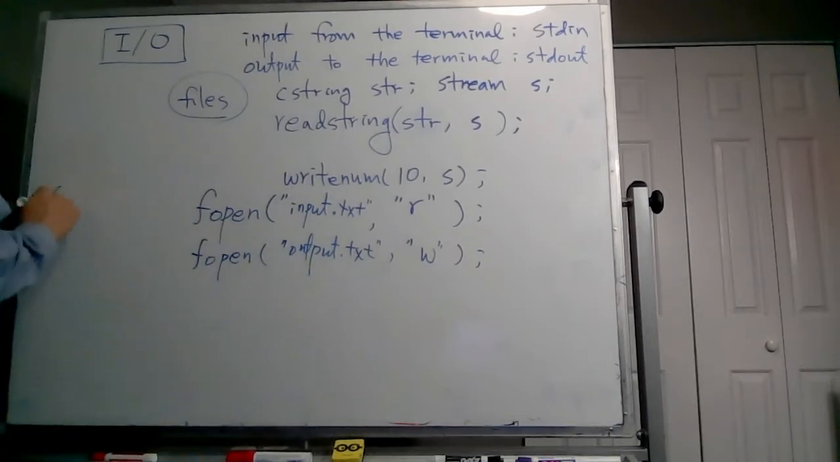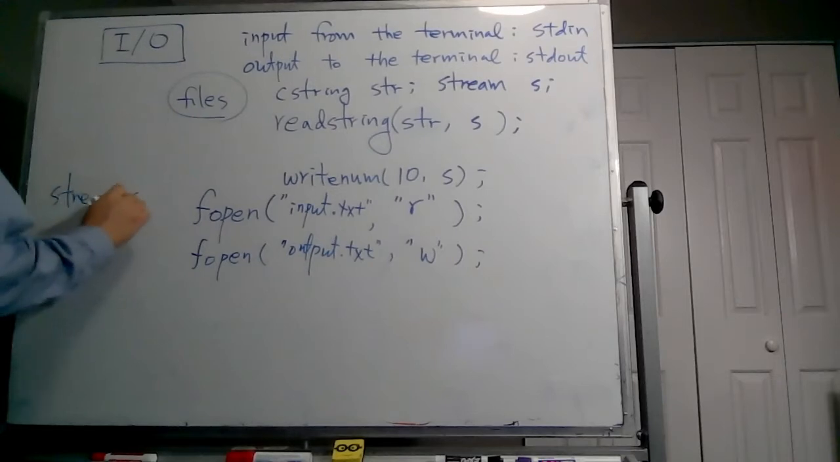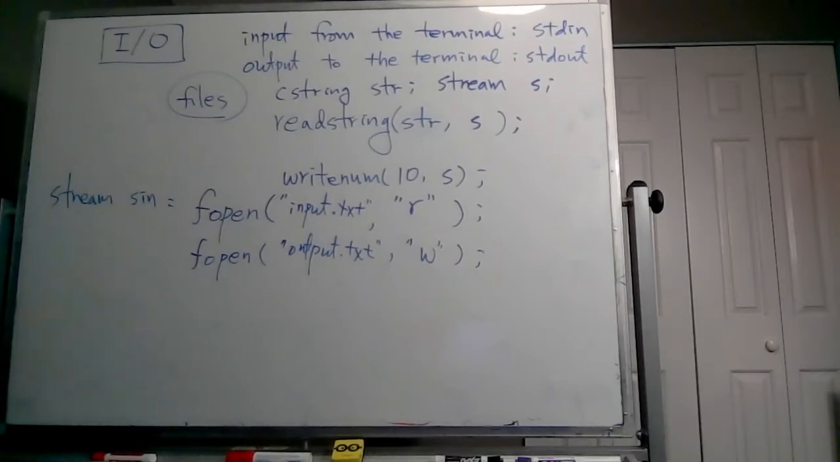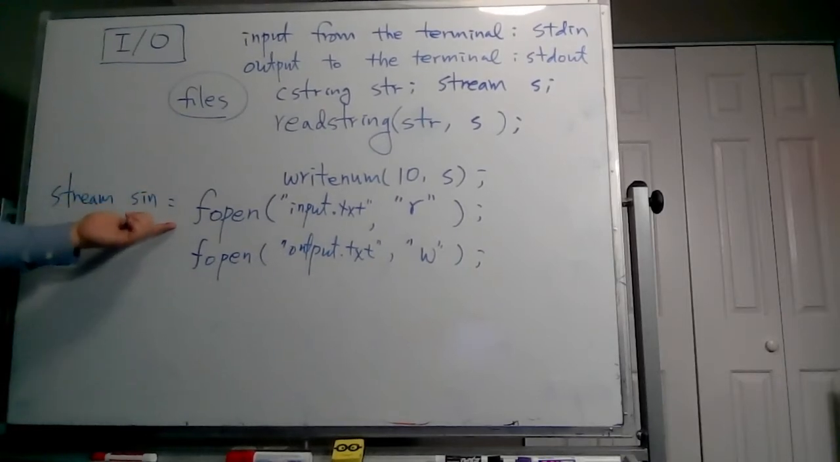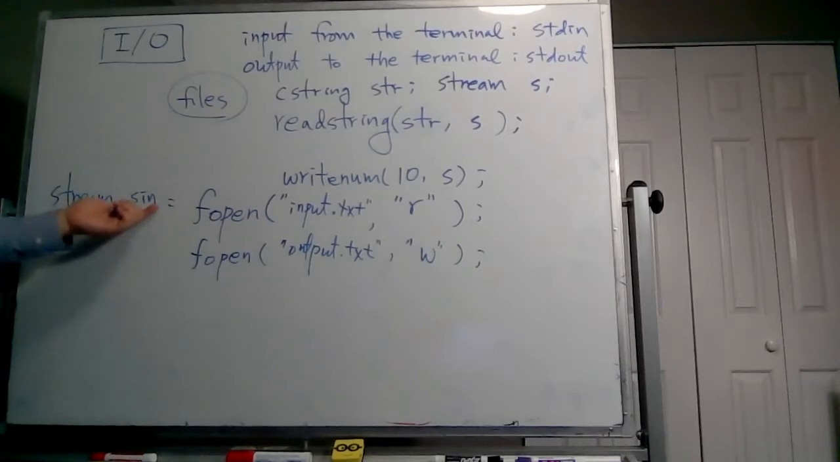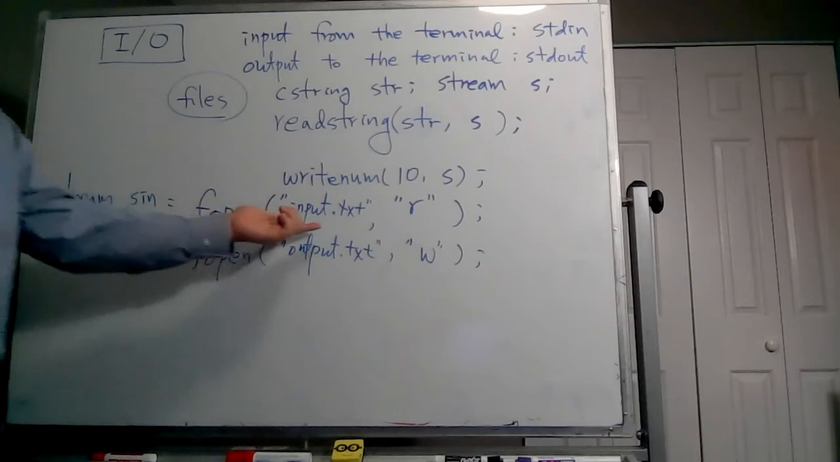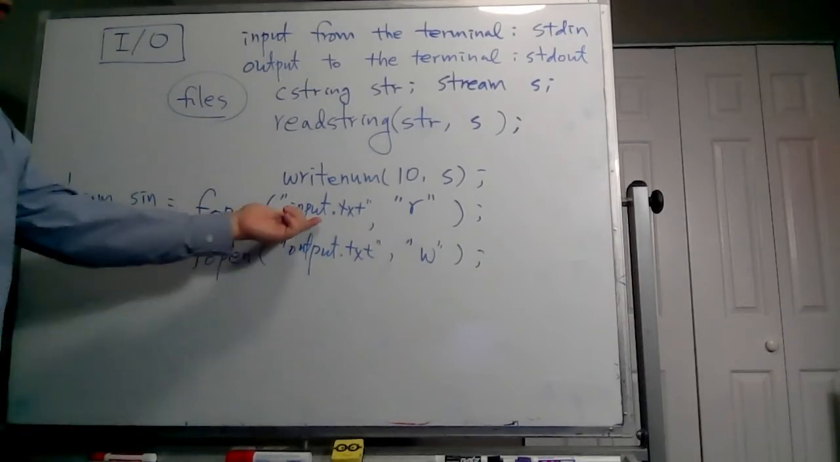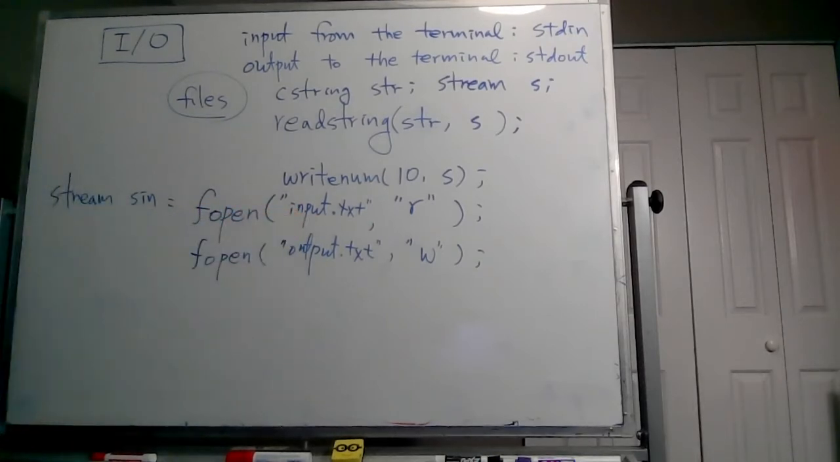So with a stream like this, sin will be a well-opened stream as long as there is some file input.txt. If there's no input.txt, there's a problem, and fopen recognizes that. It outputs basically 0. If it is 0, that means fopen failed.